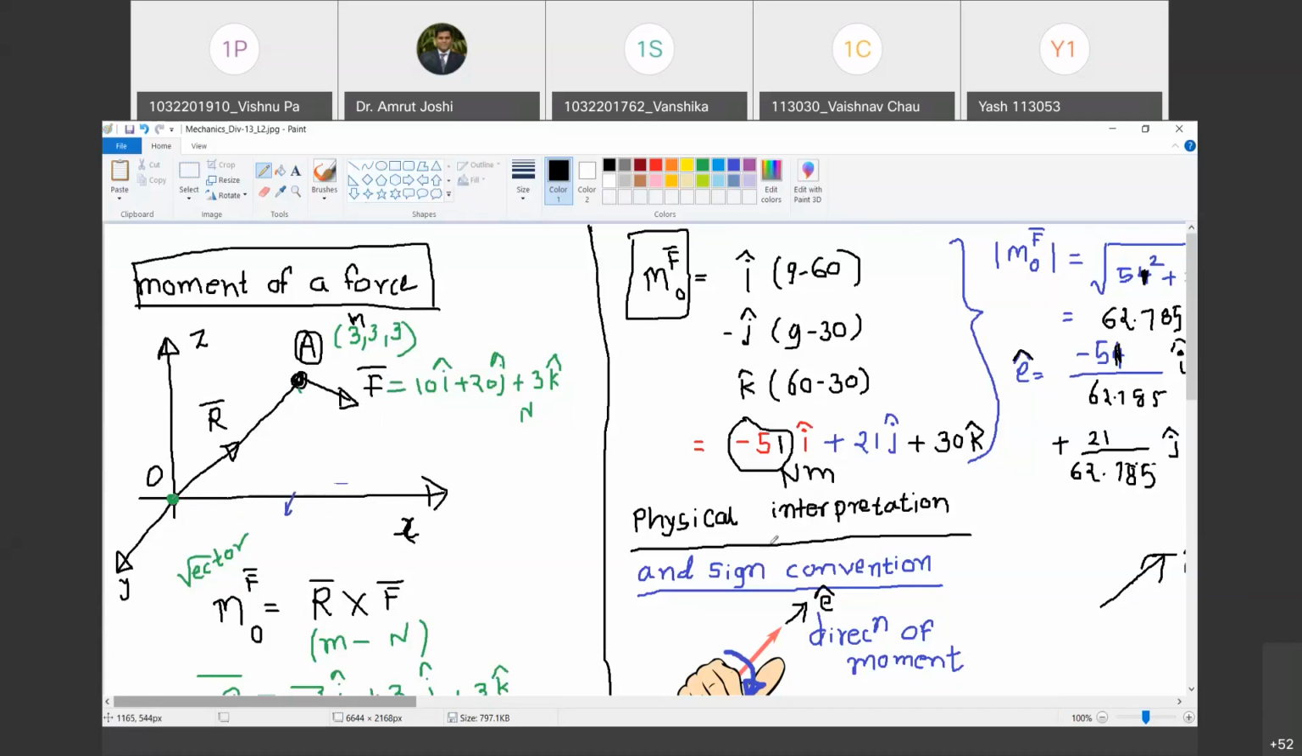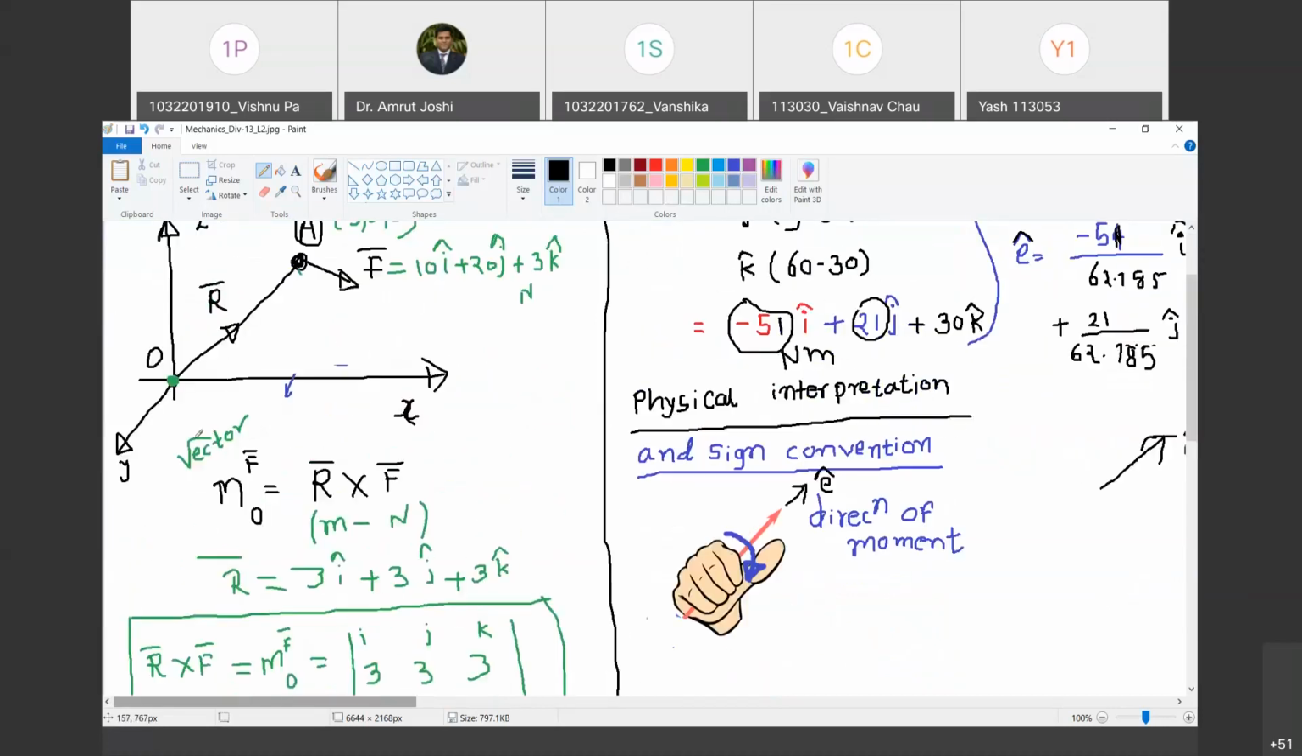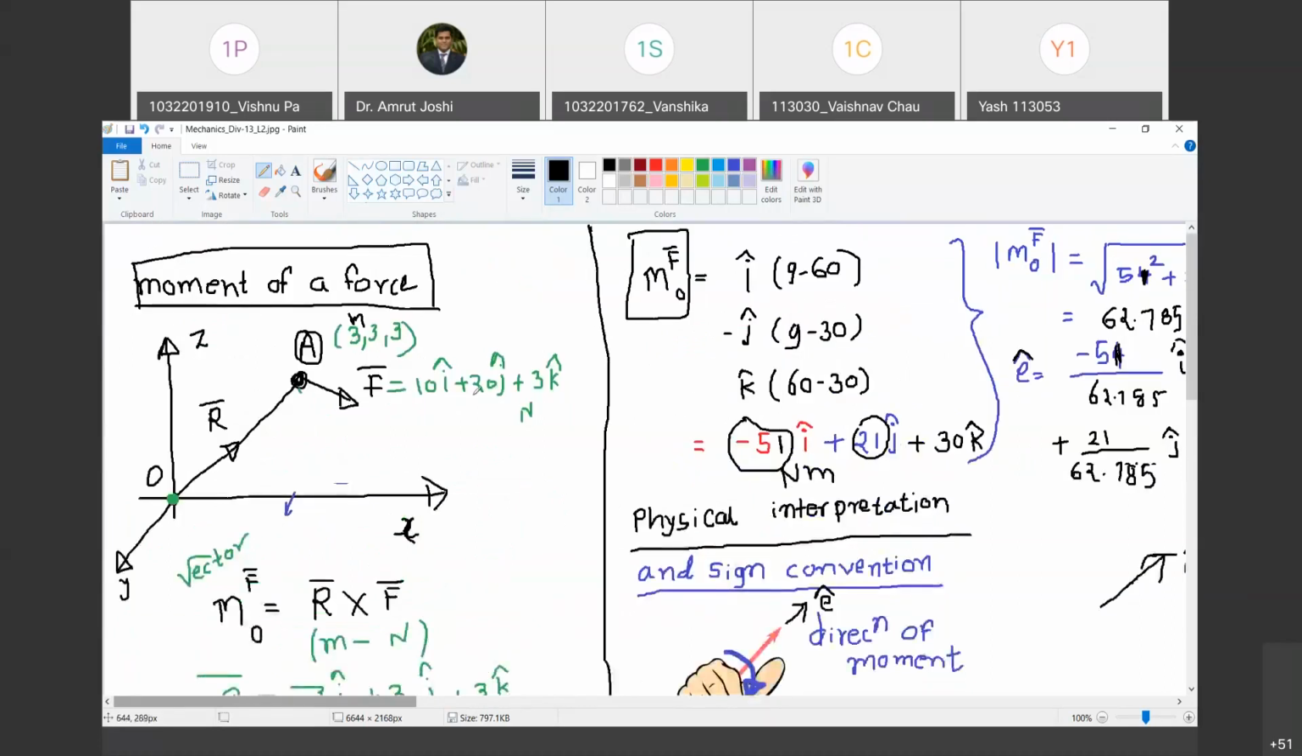Happy? Yes, sir. Now, what is this 21 J cap? It is the moment produced by F bar about a Y axis which is parallel to J cap passing through O. Y axis. Therefore, what moment has this F bar caused about the Y axis passing through O? It is plus 21 Newton meter. Happy?